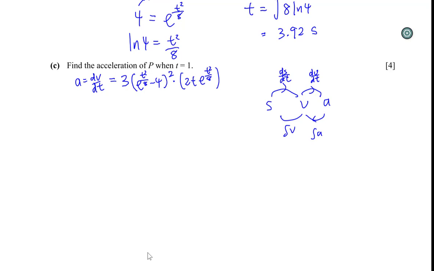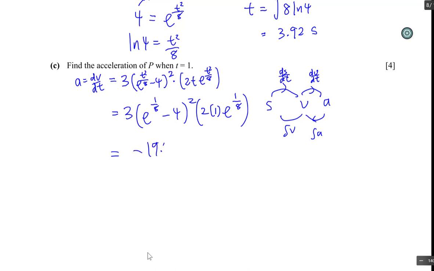Then I sub in my 1 into the whole thing. So 3 times (e^(1/8) minus 4) power of 2, times 2, times 1, times e^(1/8). Alright, just type everything into the calculator, then you should get a nice number. Negative 19.49 meters per second squared.